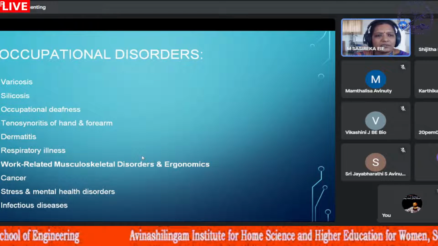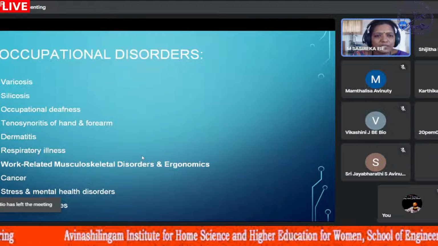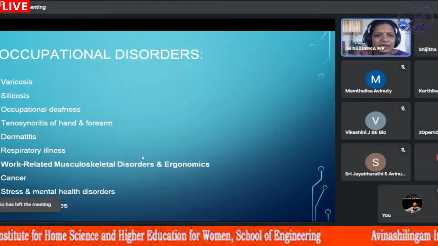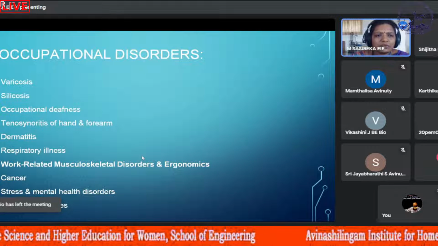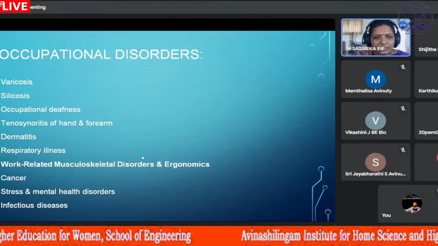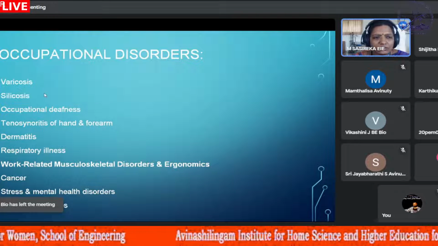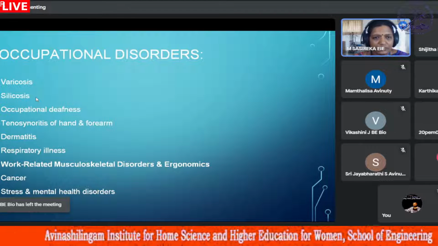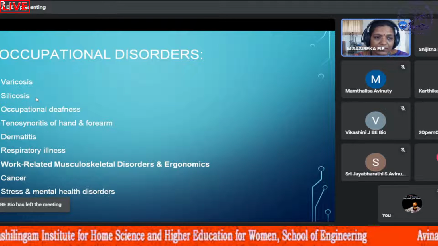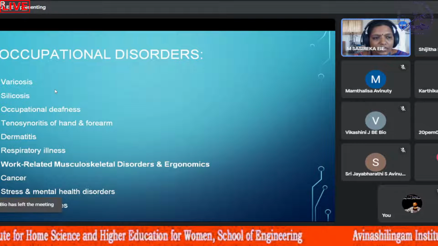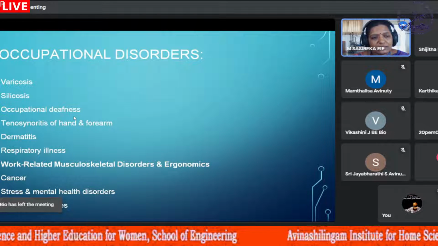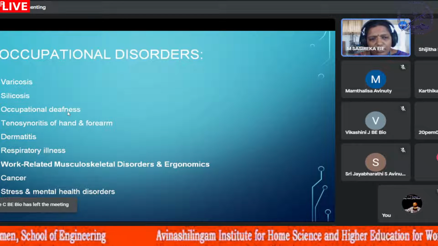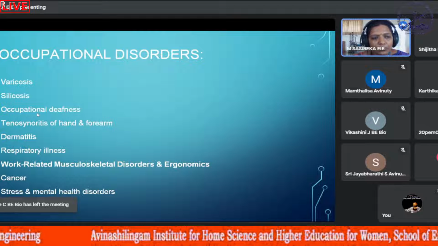So we have seen the six categories of occupational hazards, and now we will see what diseases occur due to these occupational disorders. One is varicosis, another one is silicosis. I have listed only a few of the occupational disorders; there are plenty. So varicosis, silicosis, occupational deafness. If we are continuously exposed to louder noise, that may create occupational deafness.